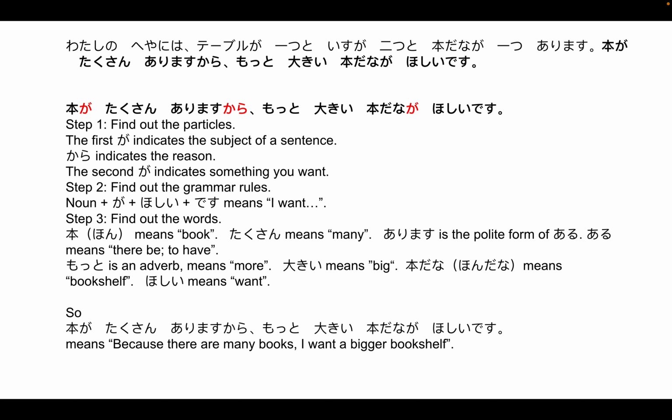Let's find out the words. Hon means book. Takusan means many. Arimasu is a polite form of aru. Aru means there be, to have. Motto is an adverb, means more. Ookii means big. Hondana means bookshelf. Hoshii means want. So this sentence means because there are many books, I want a bigger bookshelf.